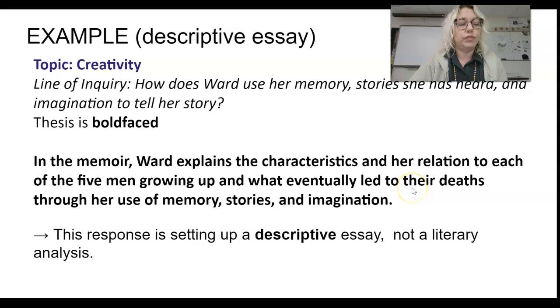Here's their line of inquiry. How does Ward use her memory, stories she has heard, and imagination to tell her story? And the thesis statement is, in the memoir, Ward explains the characteristics and her relation to each of the 5 men growing up and what eventually led to their deaths through her use of memory, stories, and imagination. Well, that is a concise thesis statement, but what it's doing is it's setting up a descriptive essay where you go on to describe different memories, different stories, her imagination and how it plays a role, rather than focusing on an authorial choice and how specifically that authorial choice creates meaning.